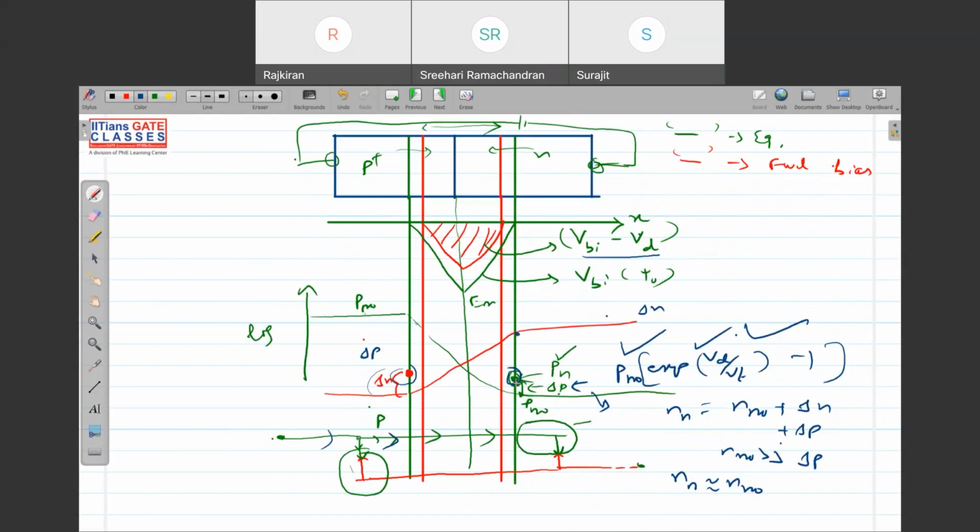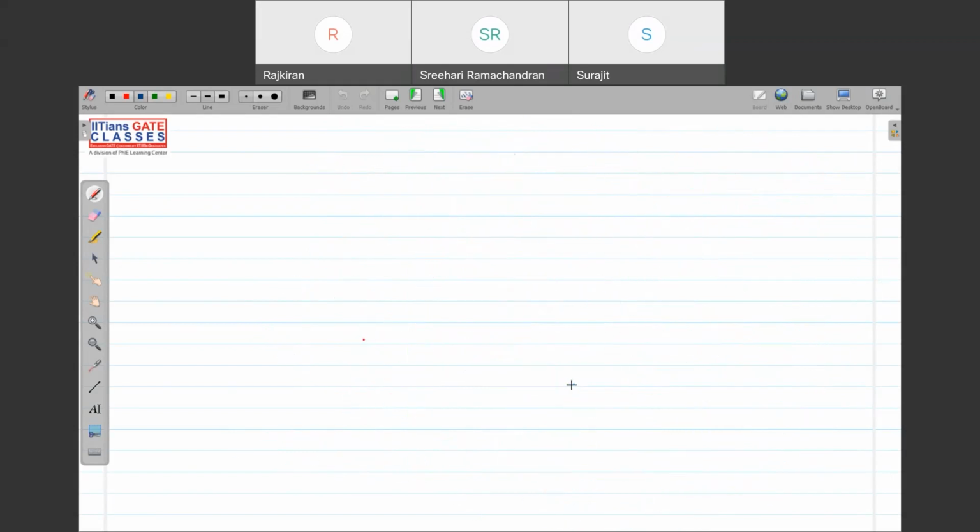Then I have to know how it is there inside the neutral region, right? So what I have to know.